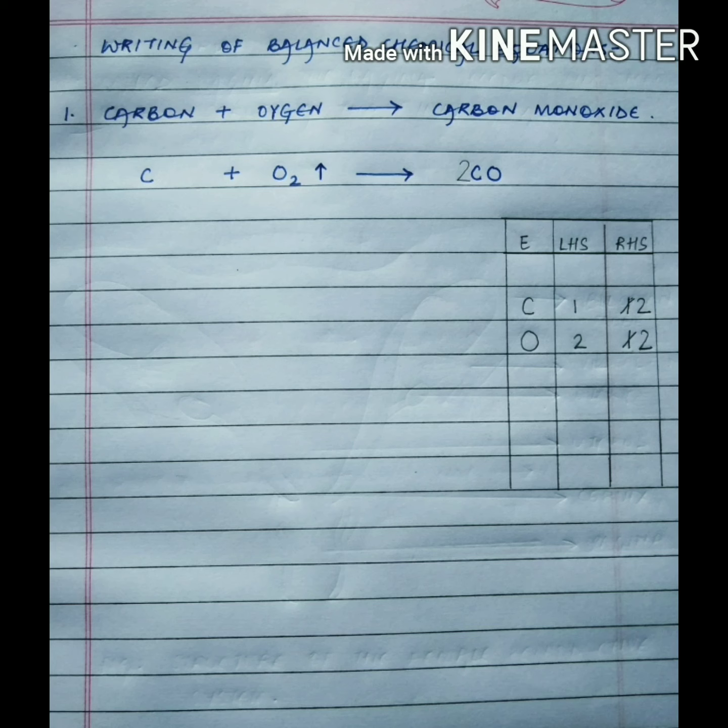So when I write 2 in front of CO, come and see the table. Carbon also becomes 2, oxygen also becomes 2. So see the table, carbon is now 1 in the left hand side and 2 in the right hand side, whereas oxygen is 2 in both the left hand side and the right hand side. So now carbon is not balanced and it is less in the left hand side. We have to now balance carbon also.